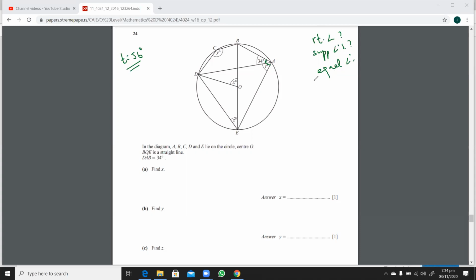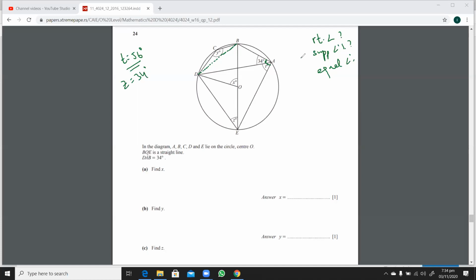Then do we have any equal angles over here? Angles subtended by the same chord. Look at this BD. BD is subtending the angle at A, and the same BD is subtending the angle at E. So your Z is absolutely going to be 34 degrees over here. So this Z is 34 degrees.